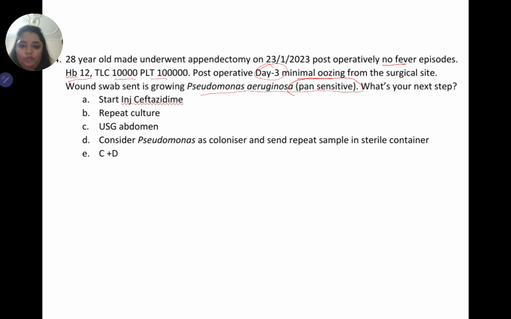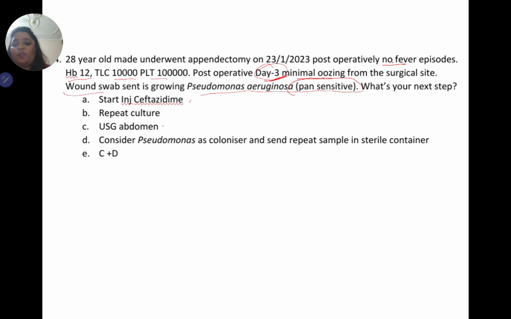So again, Pseudomonas aeruginosa is one of the common organisms which can easily colonize. It is a discharge from post-op day 3, and there are no fever spikes, and this is a minimal ooze. So whether you should start injection ceftazidime? First we need to rule out whether it is a colonizer. So you need to repeat the culture. Is it enough that you just repeat the culture?